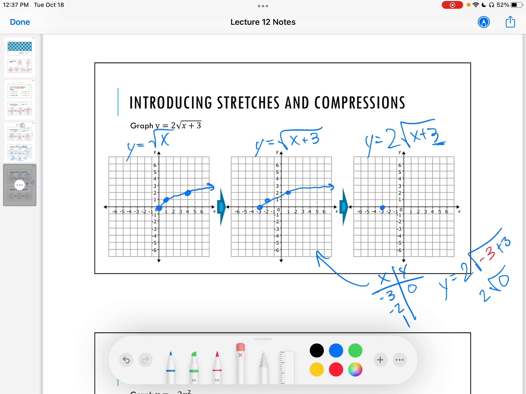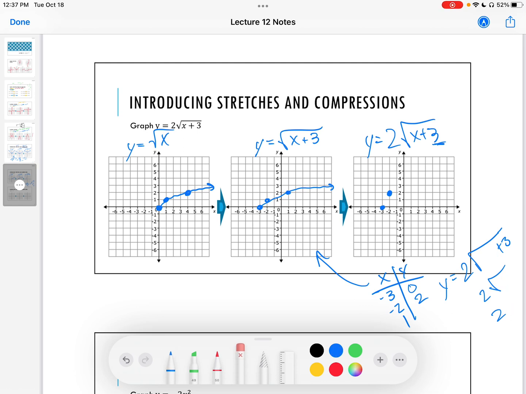Next one I'm going to do, instead of a -3 in there, remember I'm looking back at my previous graph, now I'm going to do a -2. What is -2 plus 3? Well, that would give me a positive 1. Square root of 1 is just 1. 2 times 1 is 2. So -2, 2 is on this graph.